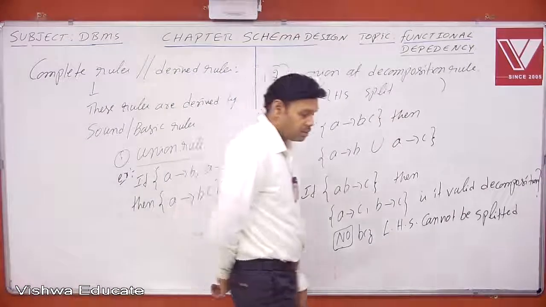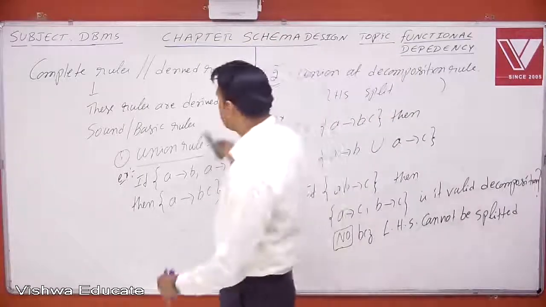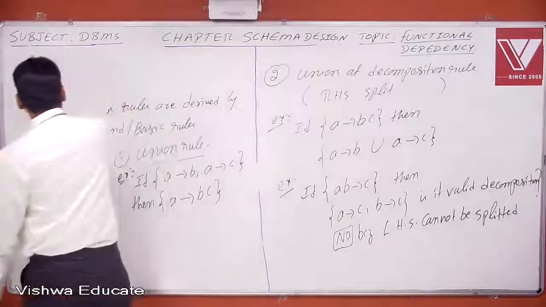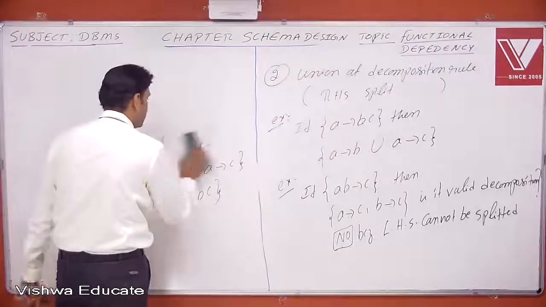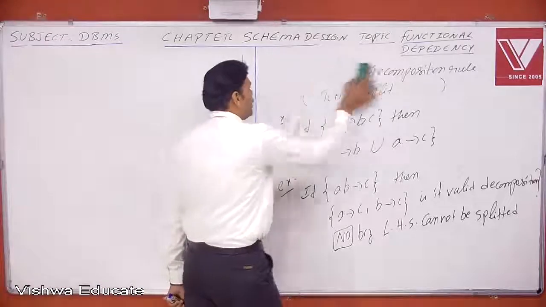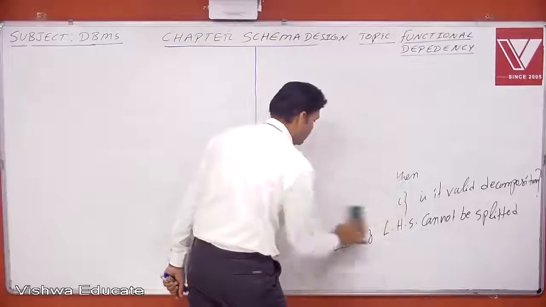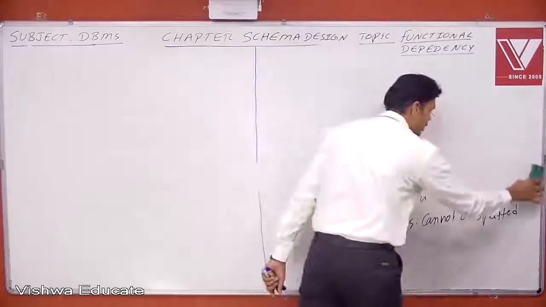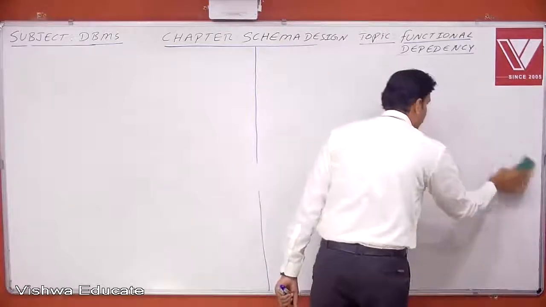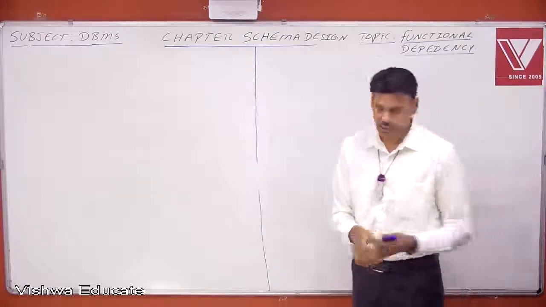Okay students, I hope you understood the concept of the union rule. The meaning of the union rule is nothing but RHS can be combined, and the concept of union decomposition is nothing but RHS can be split, but this rule is not applicable for LHS splitting. Got it?